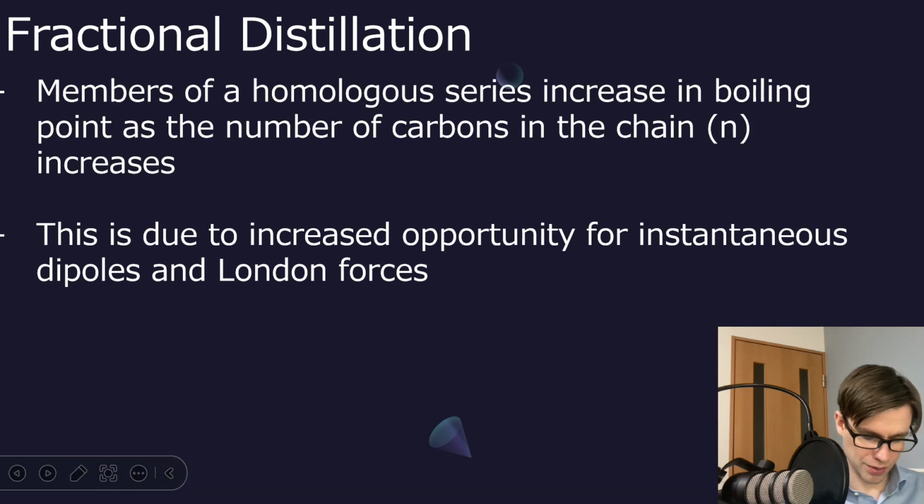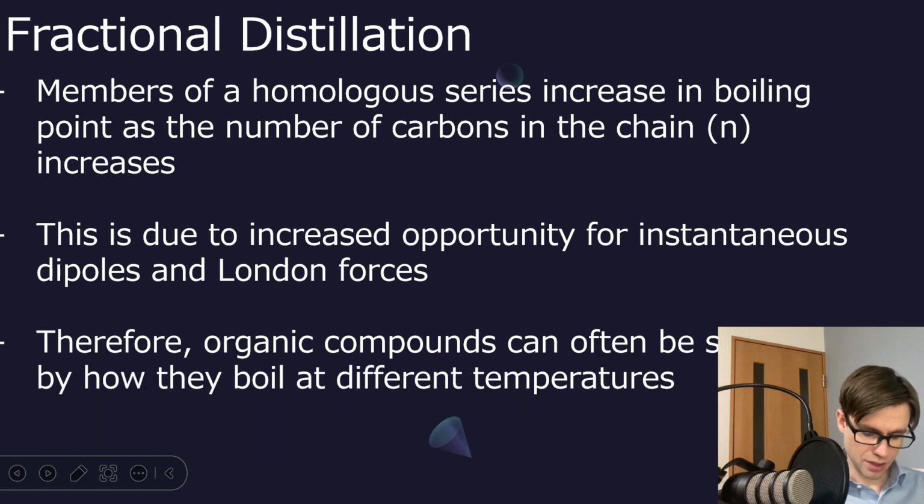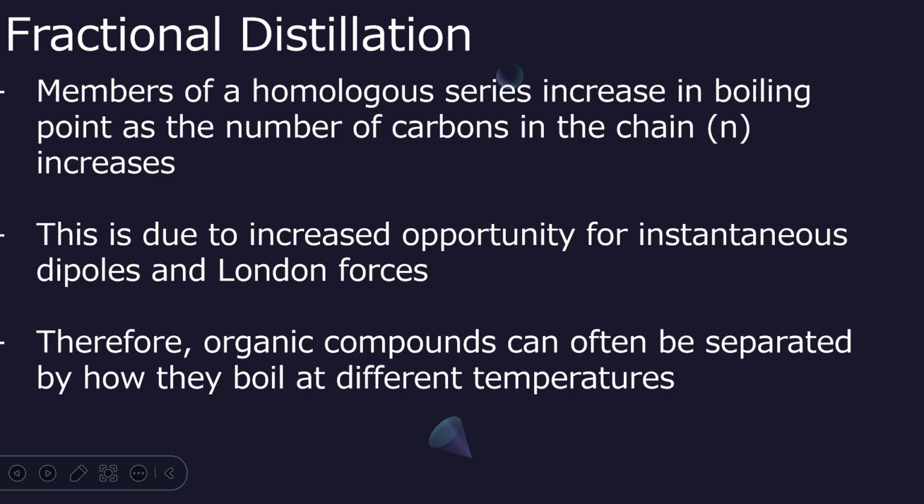So to expand on this, I want to remind you guys about distillation. Fractional distillation is an important technique to be able to separate members of a homologous series. Members of a homologous series increase in boiling point as the number of carbons in the chain, which we can call n, increases. This is due to increased opportunity for instantaneous dipoles and London forces, and just more electrons and bigger size in general as well. Therefore, organic compounds can often be separated by how they boil at different temperatures.